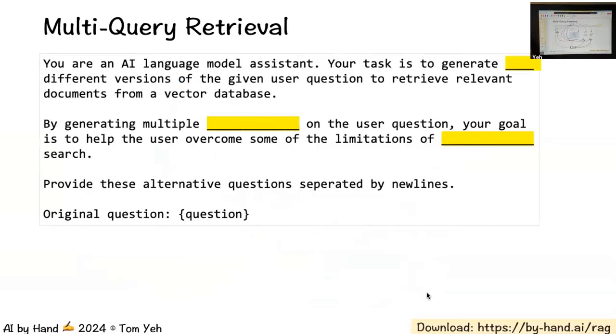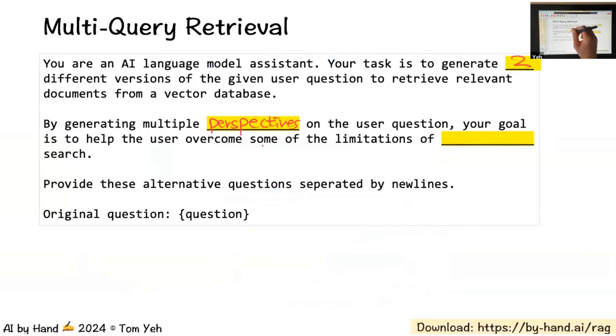To implement multi-query retrieval is not super magical. It's basically saying that you are an AI language model system. Your task is to generate, in my previous case, 2 different versions of the given user question to retrieve relevant documents from a vector database. And it tells you the purpose. Why do you want to generate 2 different versions? Because we want you to generate multiple perspectives, so we have more diversity in our answer to the user question.